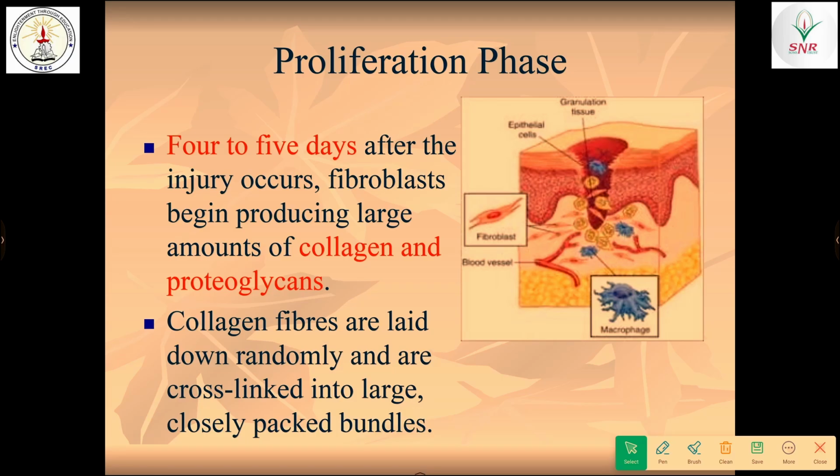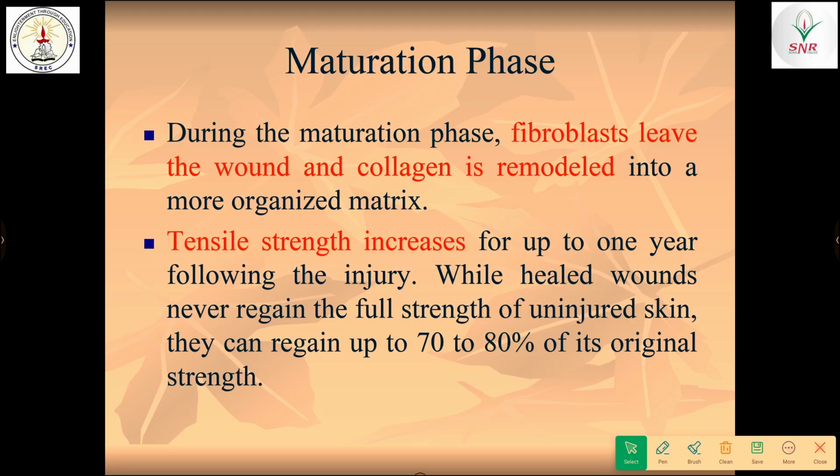In the proliferation phase, this happens 4 to 5 days after the injury, and the fibroblasts produce large amounts of collagen and proteoglycans. These collagen fibers are laid down randomly and are cross-linked into large, closely packed bundles. This bundle formation will be fast in young age and slow in old age. That is why in old age people the healing process is very slow. Also, if the person is diabetic or is under any medication, the collagen formation and reconstruction will again be slow. So in a normal person this is the time period.